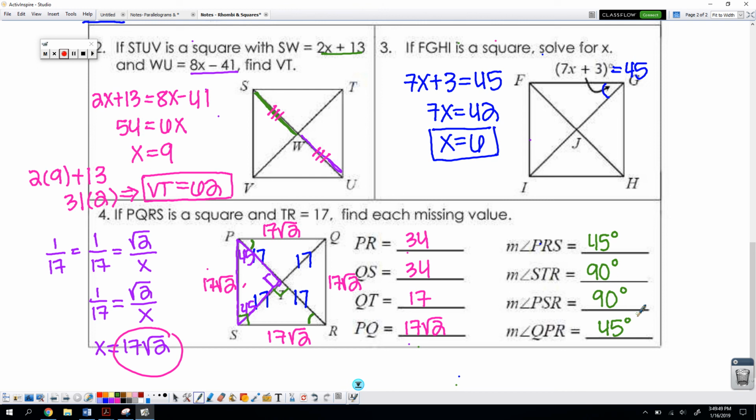So squares are probably our easiest one, but we've got to have all of these things memorized. Alright, so those are our squares.